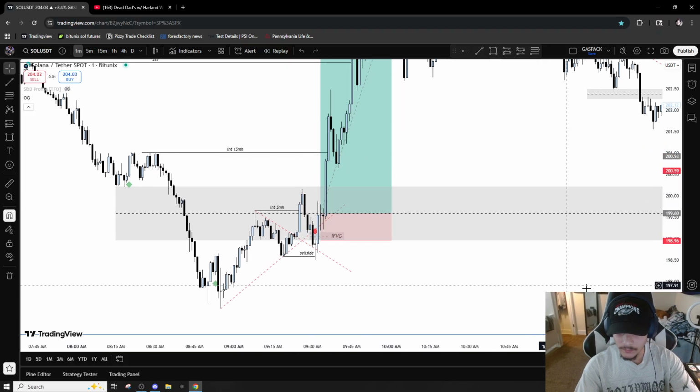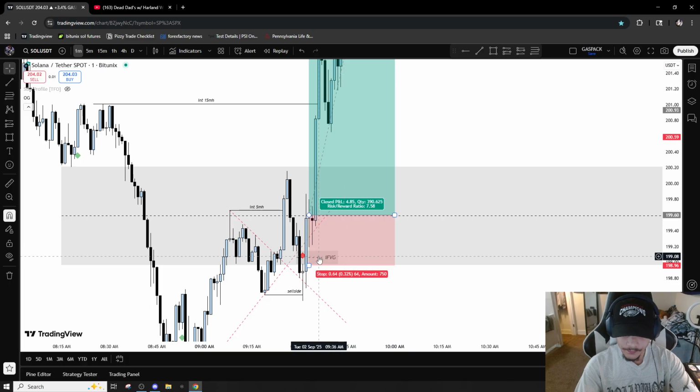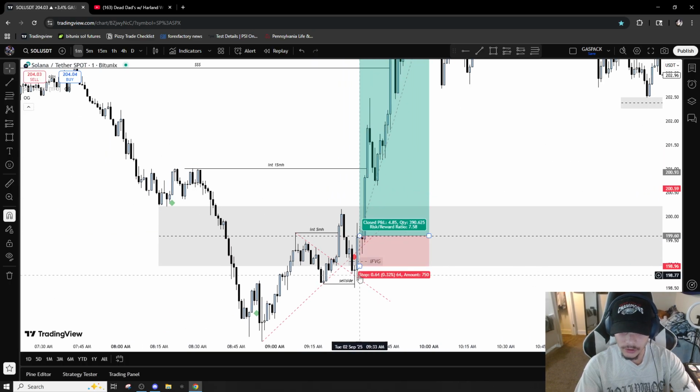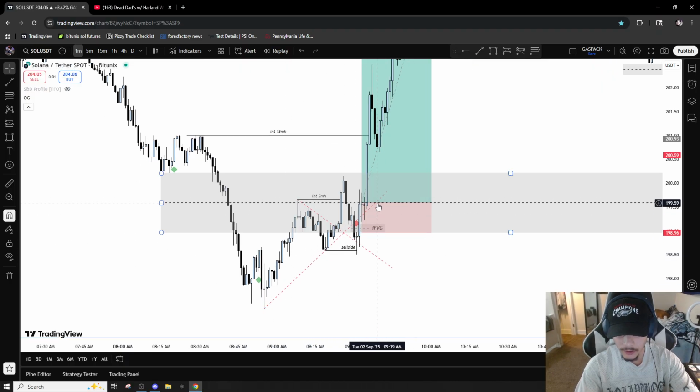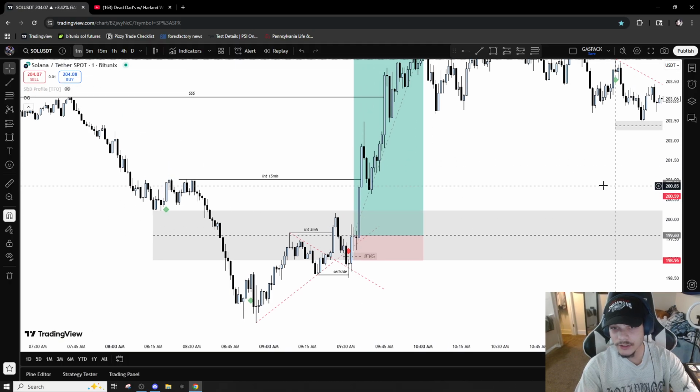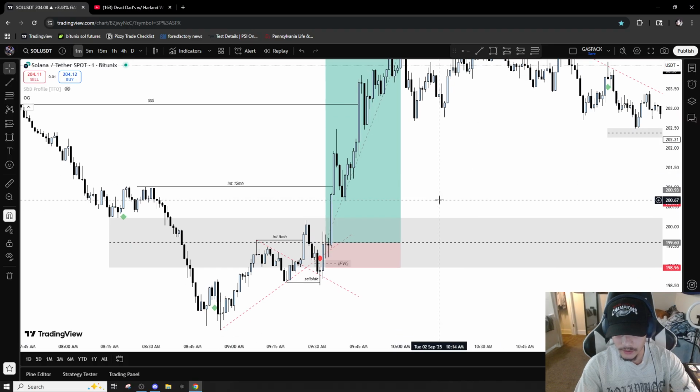So what do I see? Inverse fair value gap right here. Okay, what does that tell me? We literally just retested this downtrend. We're now retracing this micro uptrend. Coming back, retracing it, bang, reversing off of it, rejecting. What did I like to see there?